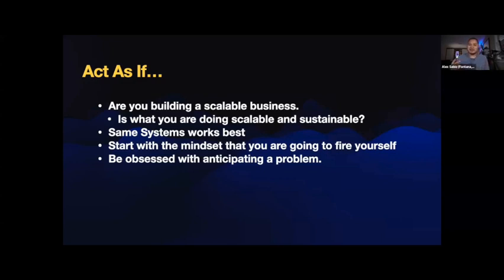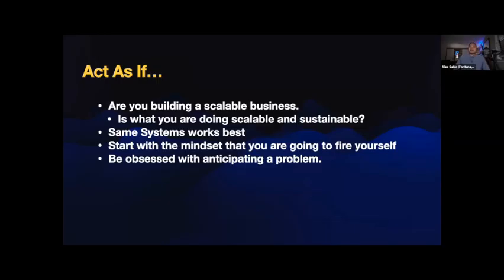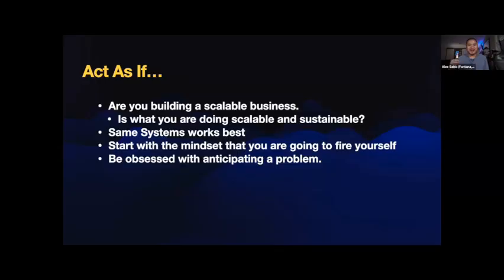Start with the mindset that you're going to fire yourself. What do I mean? Eventually you want to automate everything as much as possible, and be able to hand it off to a virtual assistant and be obsessed with anticipating a problem. Whenever I'm buying furniture, I'm thinking, oh, that crap's going to break right off the bat, versus something that looks very good. And when I set up my properties, I'm thinking these are the potential hazards, and these are the potentials where guests are going to get confused and contact me. I'm always obsessed with thinking, what do I have to do to make it to where the guest is not going to contact me or ask me a question?